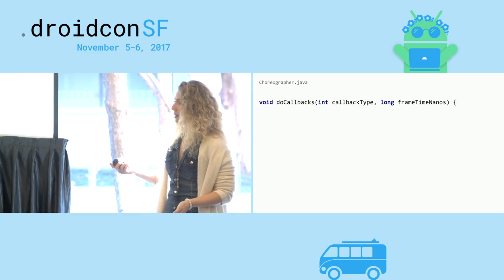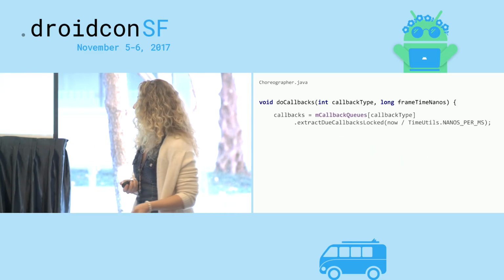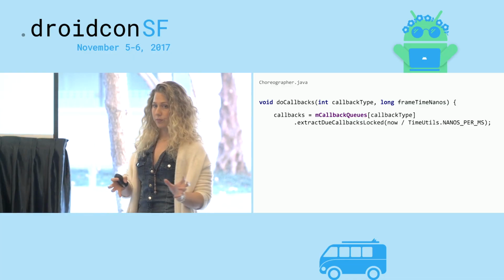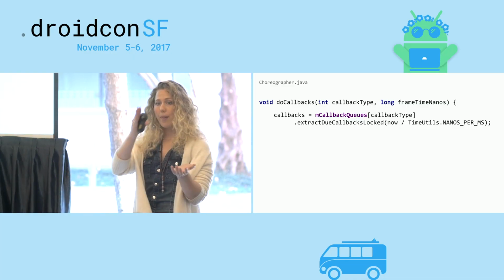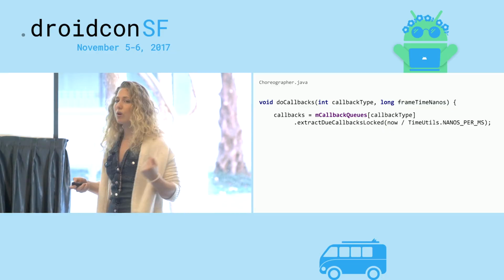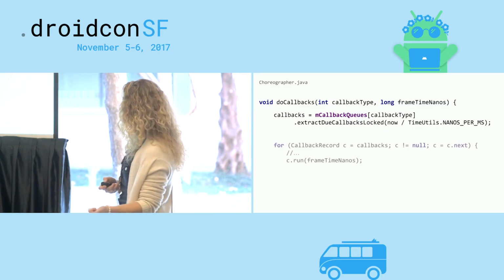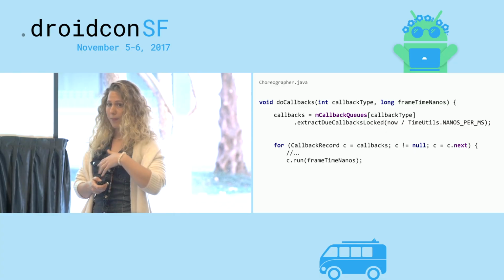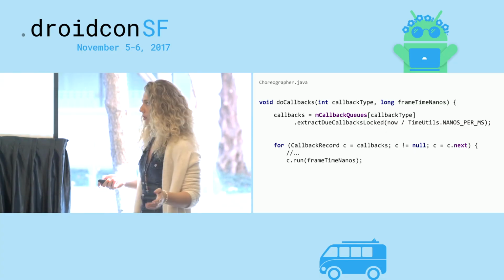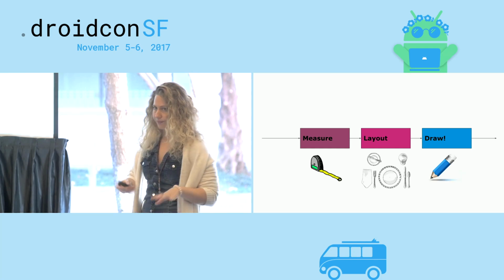What's going to happen in doCallbacks? For each type, there's actually a callbacks queue with all the callbacks per type. So it's going to grab all the callbacks per specific type, and then just run through them, run the callbacks per type. So this is kind of how it works.